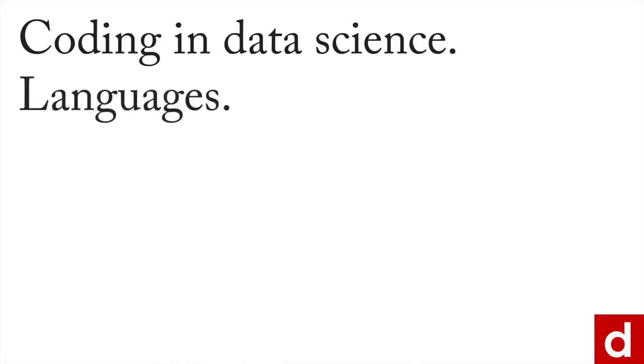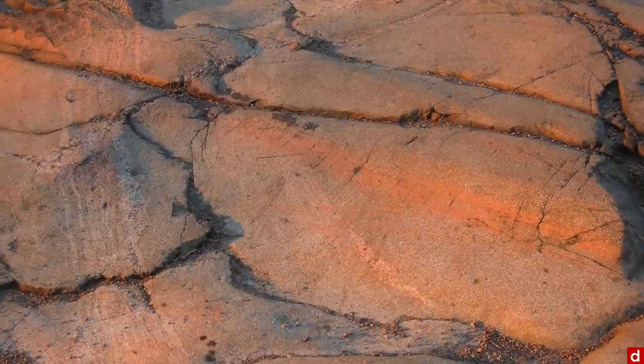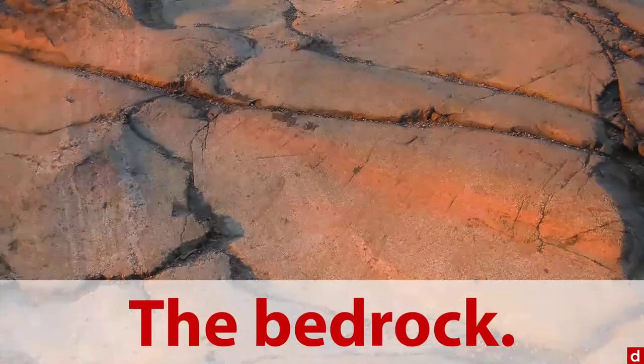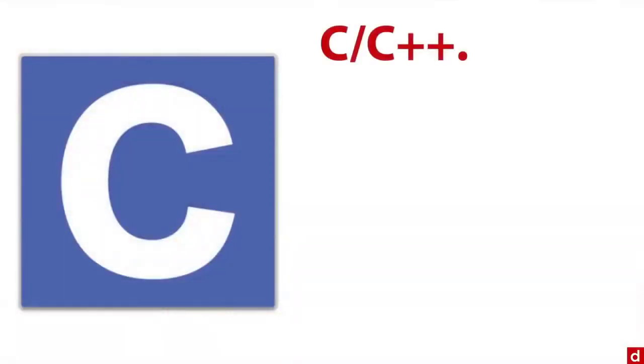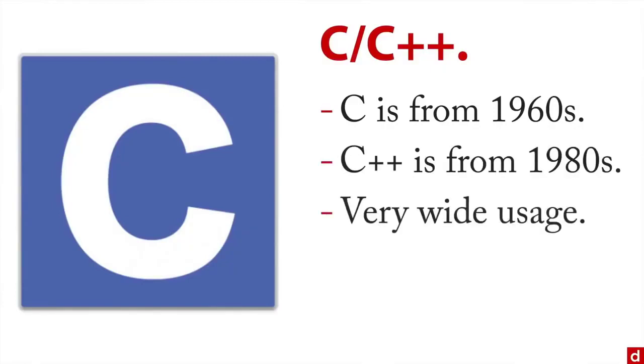When you talk about coding in any field, one of the languages or one of the groups of languages that come up most often are C, C++, and Java. Now, these are extremely powerful applications and very frequently used for professional production level coding. In data science, the place where you're going to see these languages most often is in the bedrock, the absolute fundamental layer that makes the rest of data science possible. So for instance, C and C++. C is from the 60s, C++ is from the 80s, and they have extraordinarily wide usage.